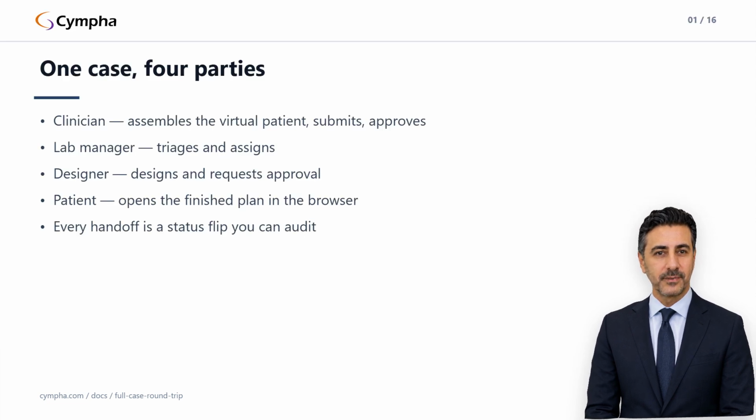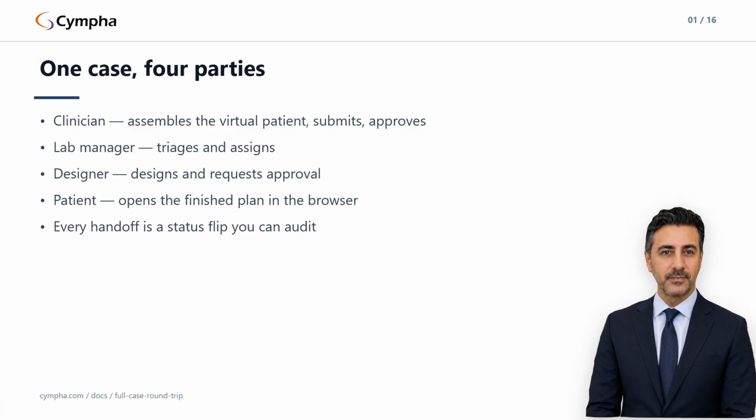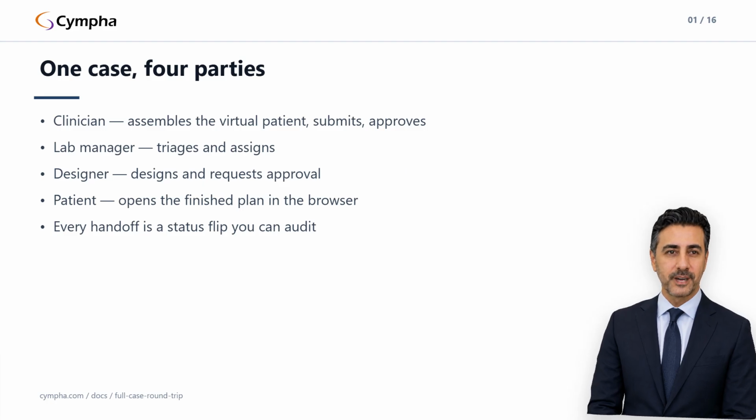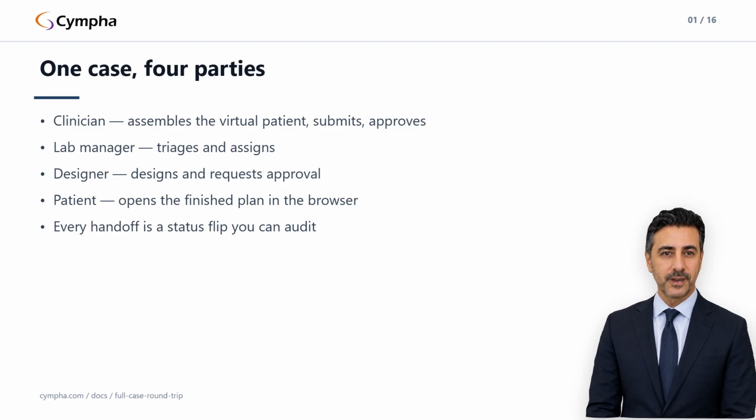Here's the cast. The clinician assembles the patient's records, submits the case, and later approves the design. The lab manager receives the case, checks it, and assigns it to someone. The designer does the actual design work and sends it back for approval. And at the very end, the patient, who never sees any of the machinery, opens their finished plan in a browser. 4 parties, and between them a chain of handoffs.